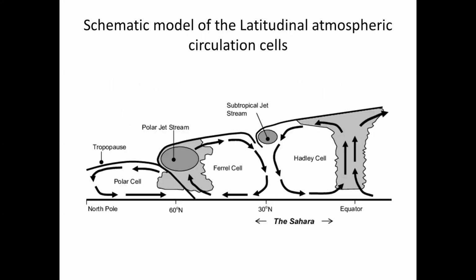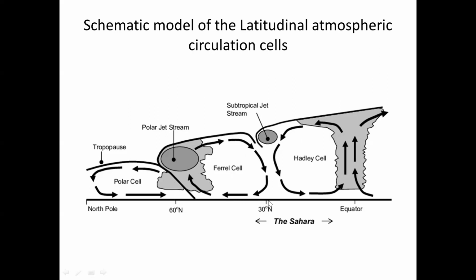This is a schematic model of the latitudinal atmospheric circulation system cells. It can be seen that this circulation near the equator starts from the equator and circulates from the Earth's surface to the troposphere and tropopause. This is the Hadley cell, and this is the position of the subtropical jet streams, and this is the second cell of the atmospheric circulation system, and this is the polar jet stream region here.